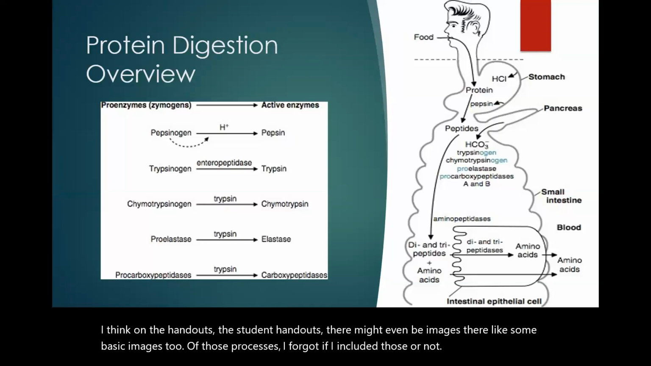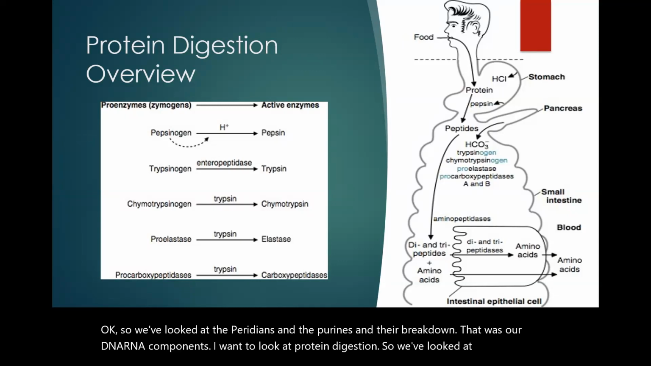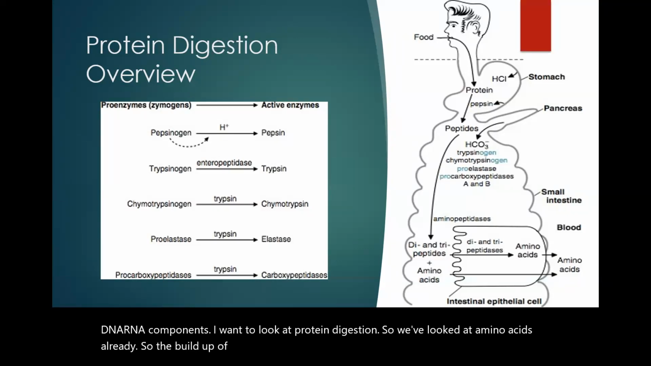Okay. So now we've looked at the pyrimidines and the purines and their breakdown. That was our DNA RNA components. I want to look at protein digestion. So we've looked at amino acids already, so the buildup of proteins. So now we're going to kind of break them down. We've broken down carbs, we're going to break down our proteins.